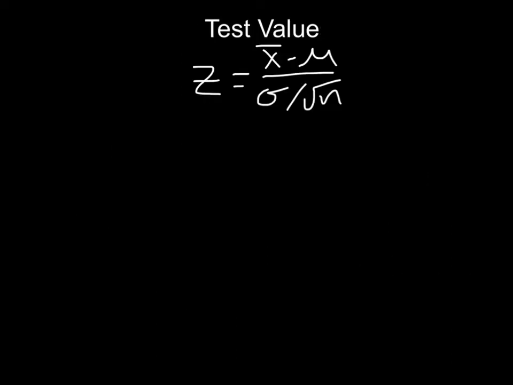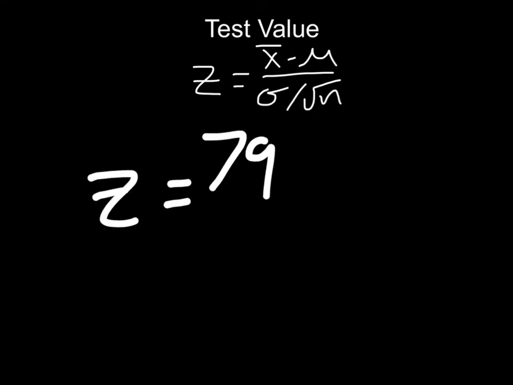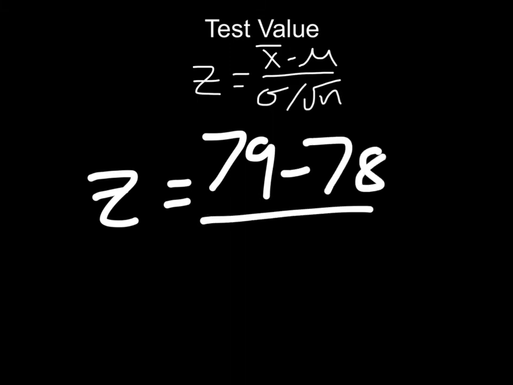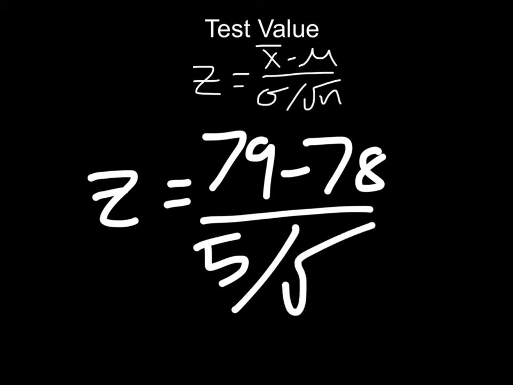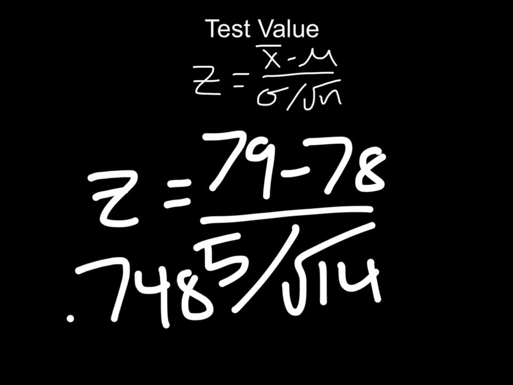Next, you're going to have to find your test value, and the formula for this is z equals x bar minus mu divided by standard deviation divided by square root of n. And when you enter this into your calculator, you're going to put z equals 79 minus 78 over 5 divided by square root of 14, and this is going to come out to be 0.748.